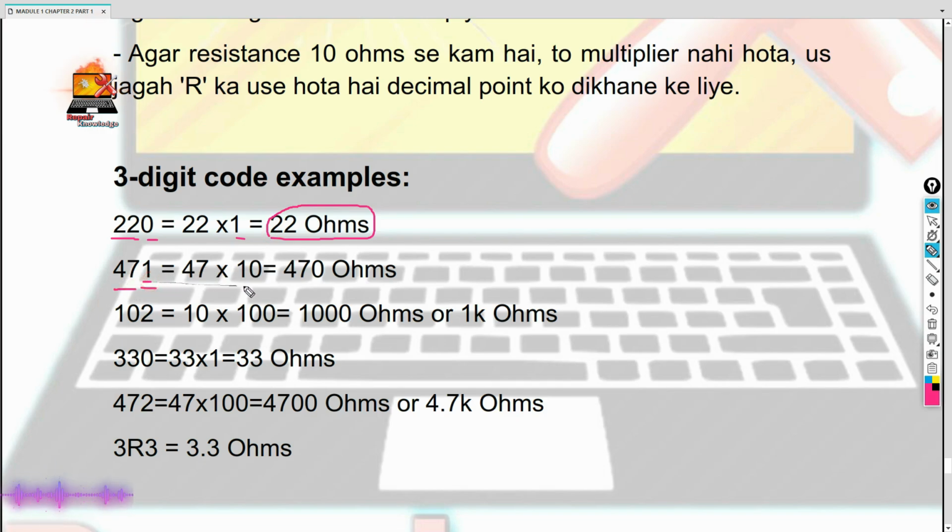How much is in front of 1? 22 ohms, okay. And look over here, 471. This 1 shows us how many zeros will be in front of 1. Well, now like 1 came over here. It is written, 1 is written right now.